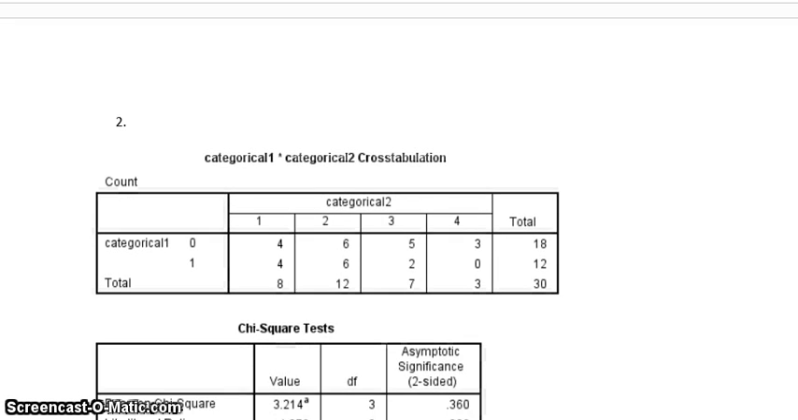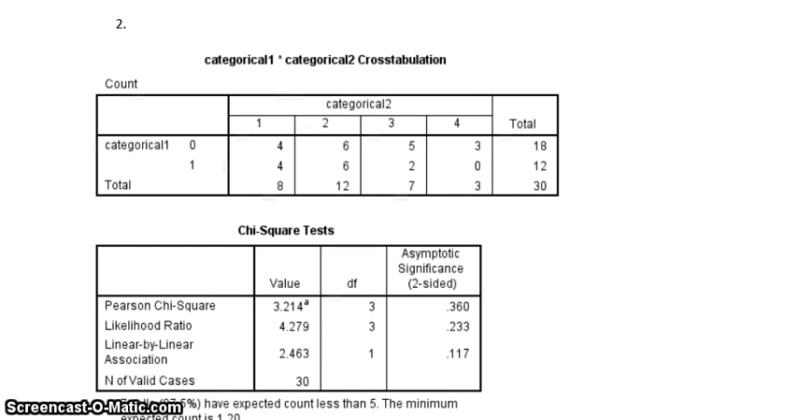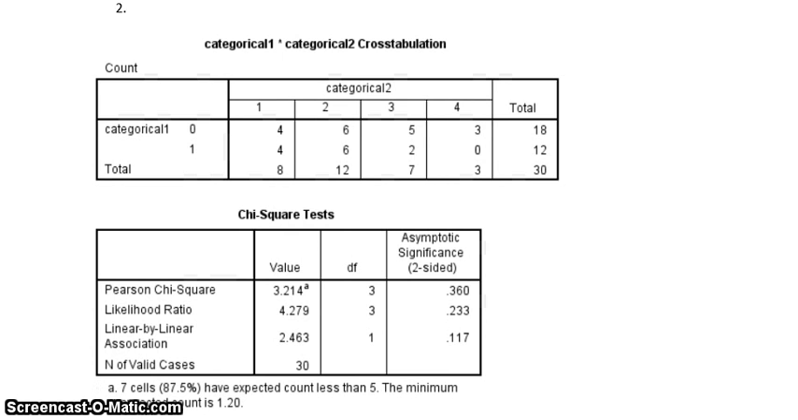Alright, so the next problem here is a chi-square test for independence. And the first thing I've got here is the frequency table, the cross tabulation. This is the observed matrix here. So you've got two variables. One is categorical 1, and it's got two values, 0 and 1. And then there's another variable called categorical 2, which has 4 values, 1, 2, 3, and 4. And so we see here these are the frequencies, 4, 4, 6, 6, 5, 2, 3, and 0.